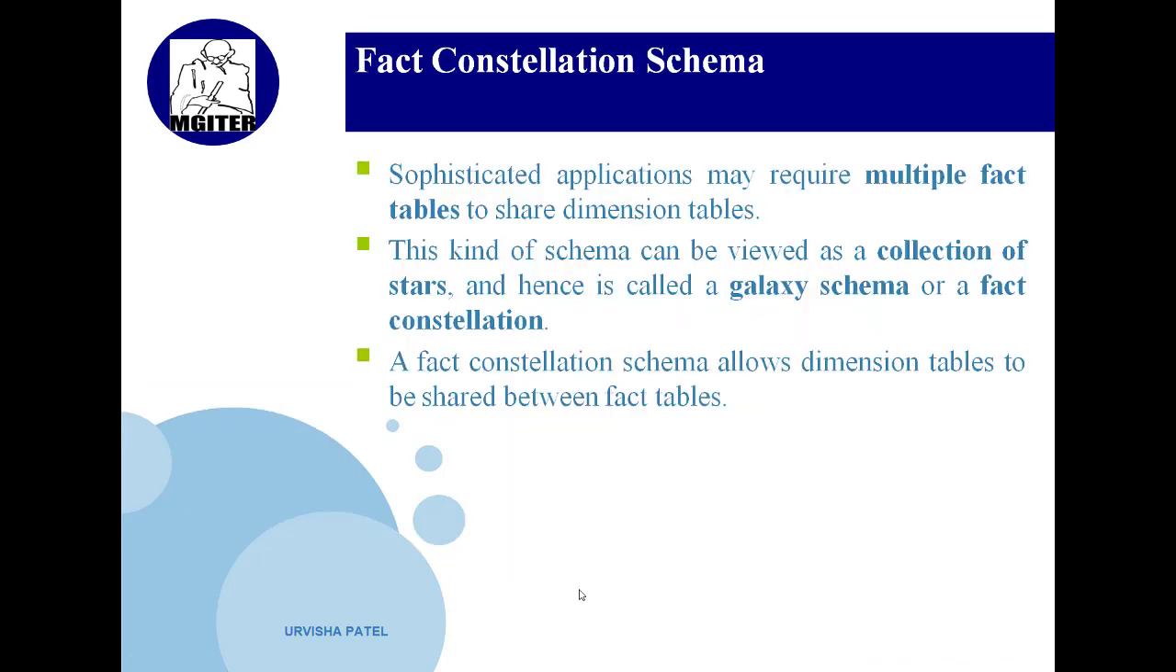Last is fact constellation schema. This kind of schema can be used as a collection of stars, so it is called galaxy schema or fact constellation schema. In this schema, we can use more than one fact table. Some applications require multiple fact tables to share dimension tables. So in this situation, we need to use fact constellation schema. Fact constellation schema allows dimension tables to be shared between fact tables.